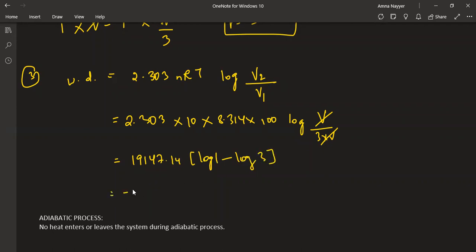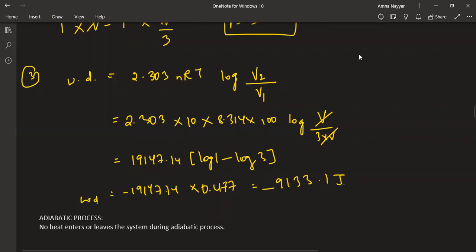So your answer is minus 19147.14 multiplied by 0.477 with the minus sign. So that will be 9133.1 joules. That will be the work done, with the negative sign. Fine, note it down. Text me done once completed.